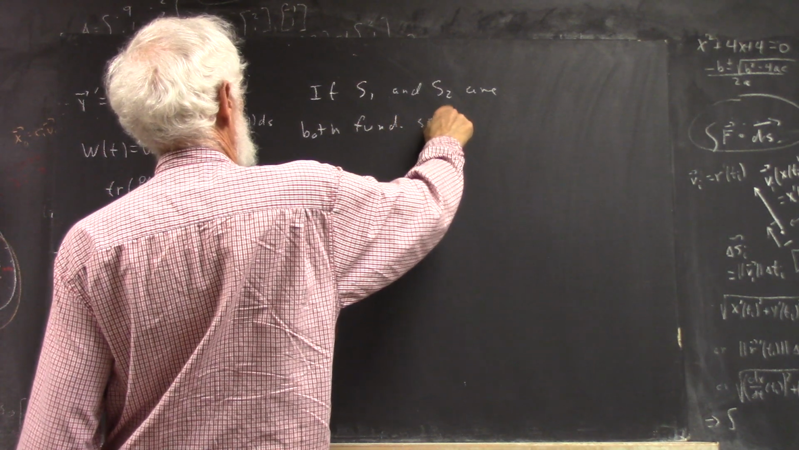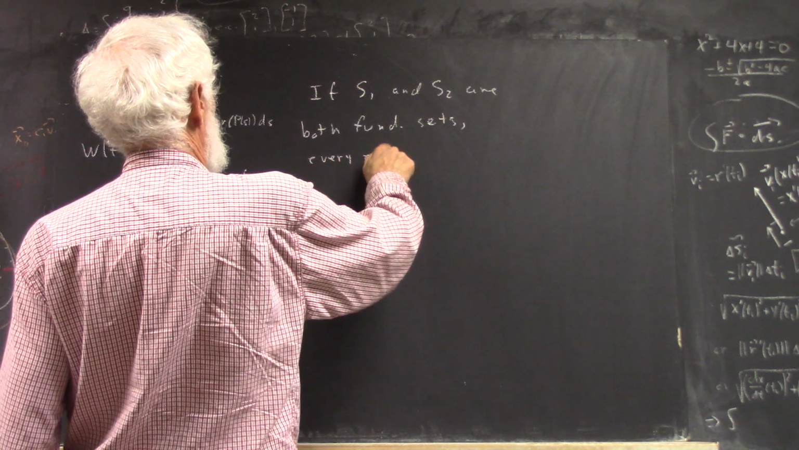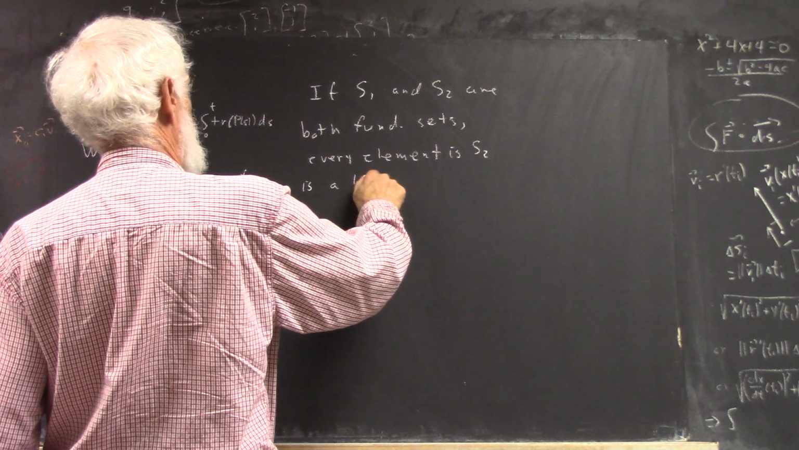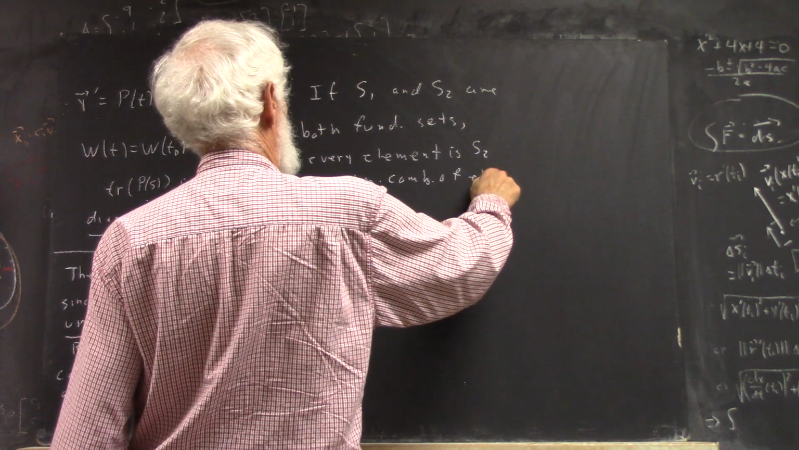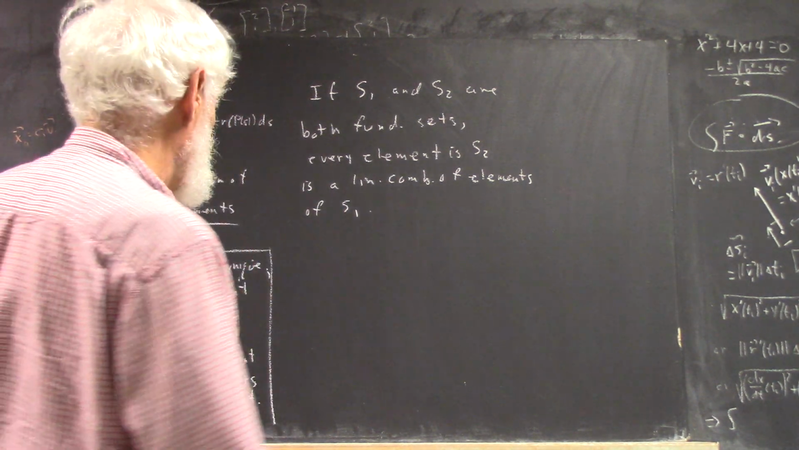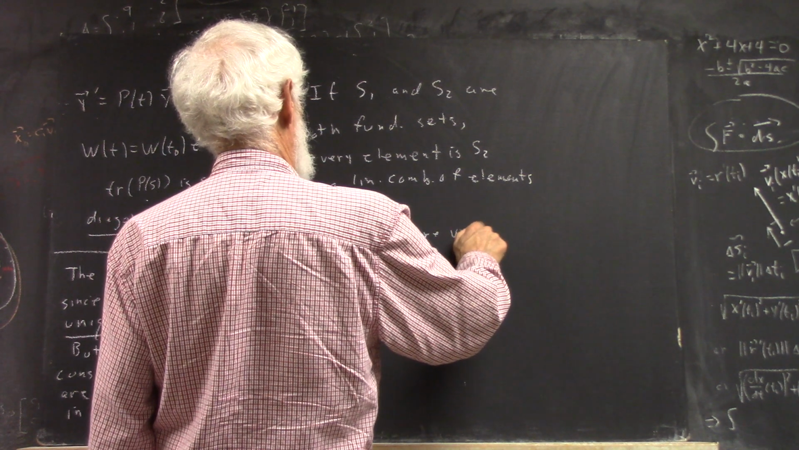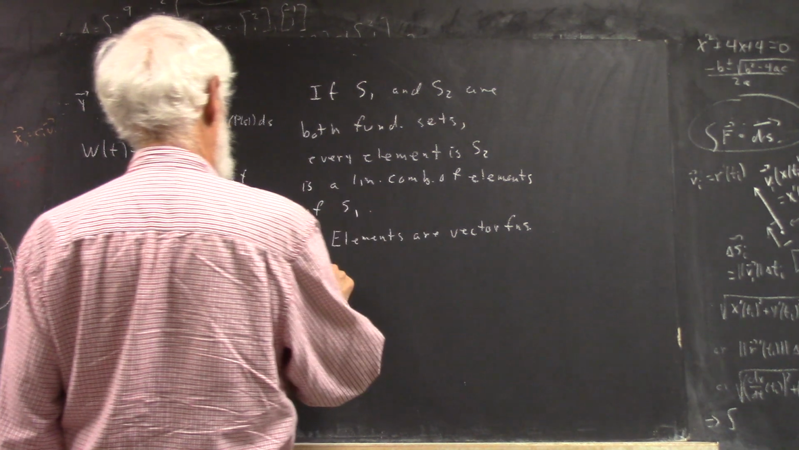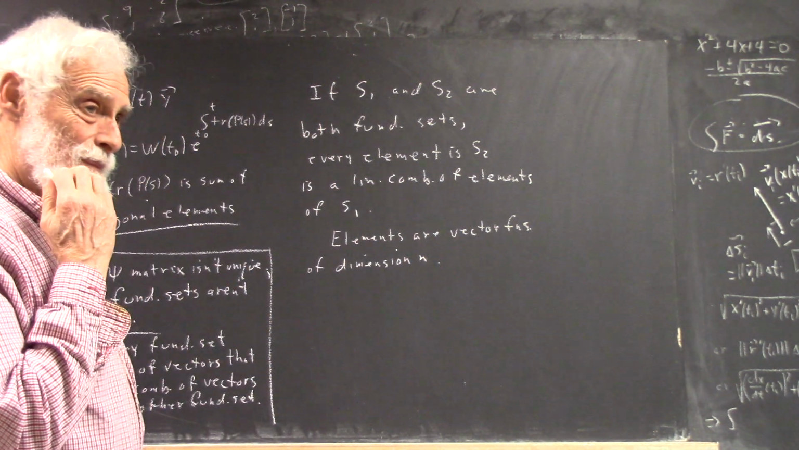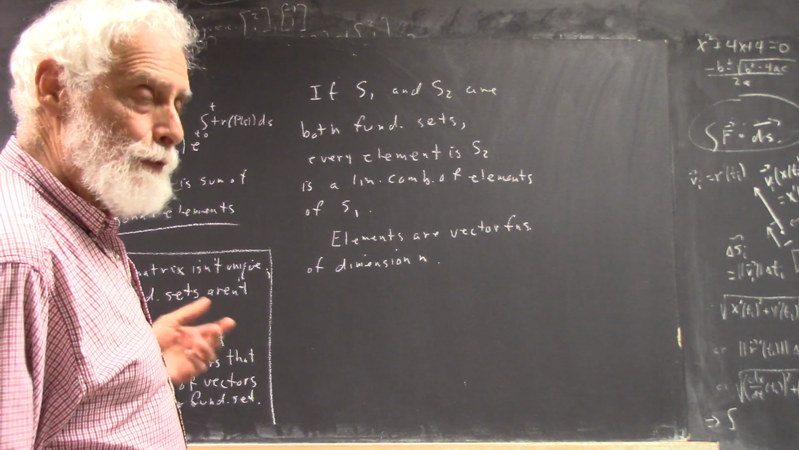So if S1 and S2 are both fundamental sets, every element in S2 is a linear combination of elements of S1. The elements are vector functions of some dimension n. So it's a short jump that I'm not going to detail. It's just kind of neat. Refresh a little bit in linear algebra.